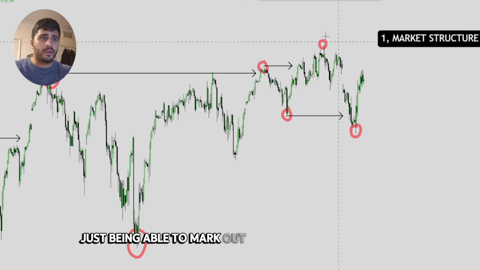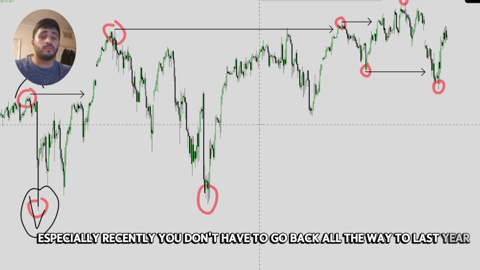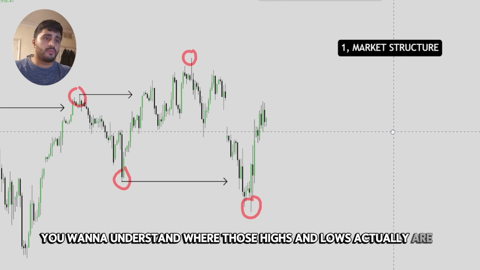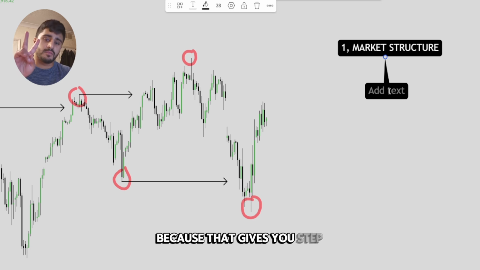Just being able to mark out a few of these highs and lows, especially recently, you don't have to go back all the way to last year, although it's good practice to. You want to understand where those highs and lows actually are, right? Knowing where the highs and lows are is very important because that gives you step 2.